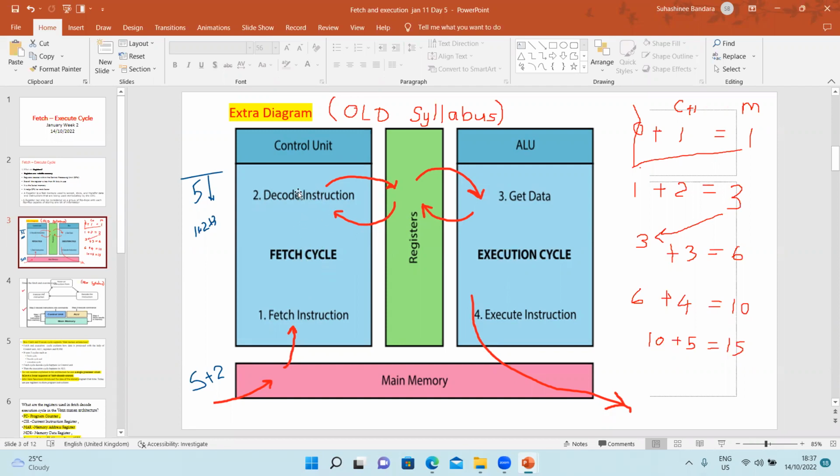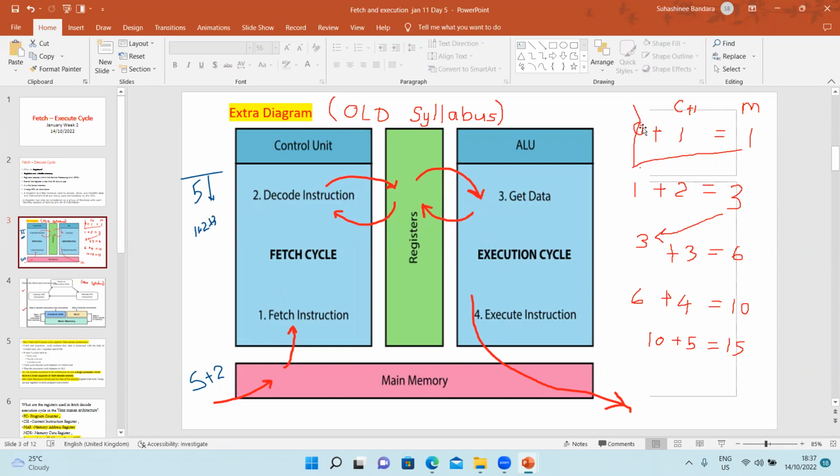Inside the control unit, instruction decoding happens. So fetch execution is running in the control unit. After that, the registers hold the data temporarily. The data and instructions are sent for execution. While executing, there will be some chance to store the data temporarily until the execution cycle completes. So temporary data is stored in the registers, and the next execution keeps on.